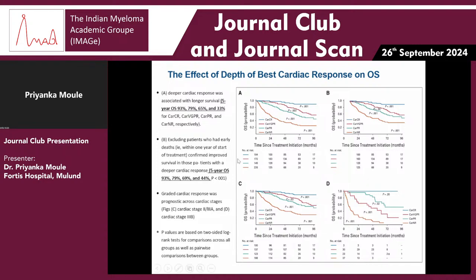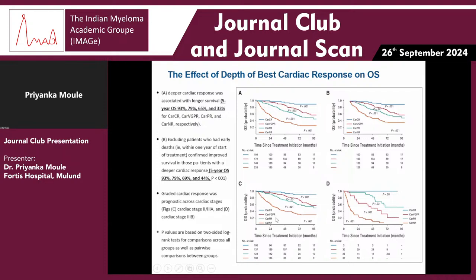Analyzing the effect of the depth of the cardiac response on overall survival. The first Kaplan-Meier curves, the A graph, is for the entire cohort. The 5-year overall survival for the patients achieving a cardiac CR was 93%, and for those who did not have a response, it was only 33%. In the B graph, they excluded the patients who had early death, and a mildly increased overall survival was noted in the non-response group, with 44% achieving a 5-year overall survival.